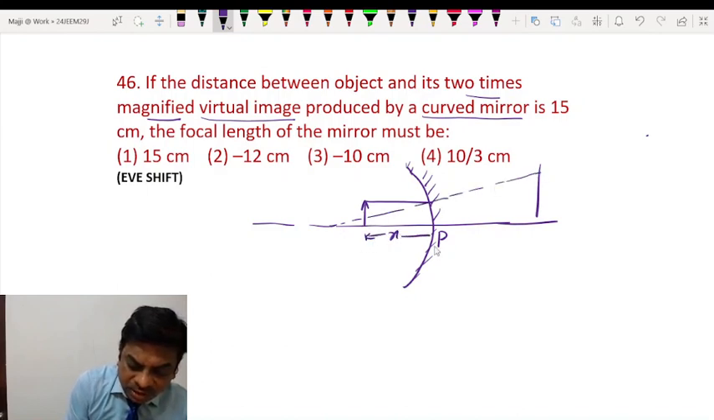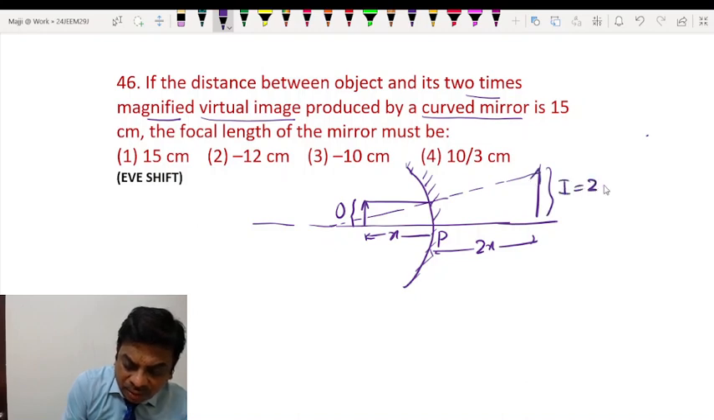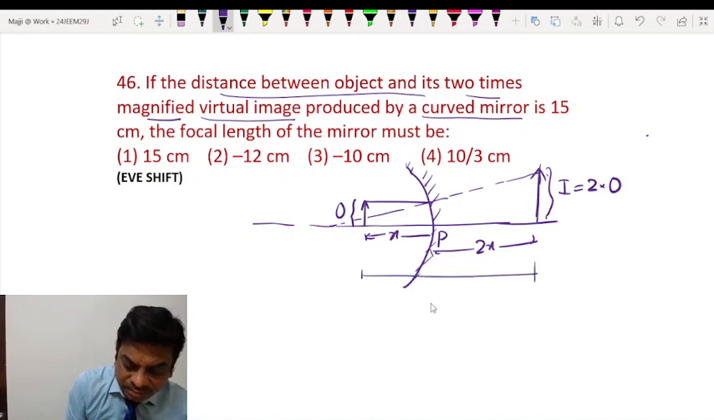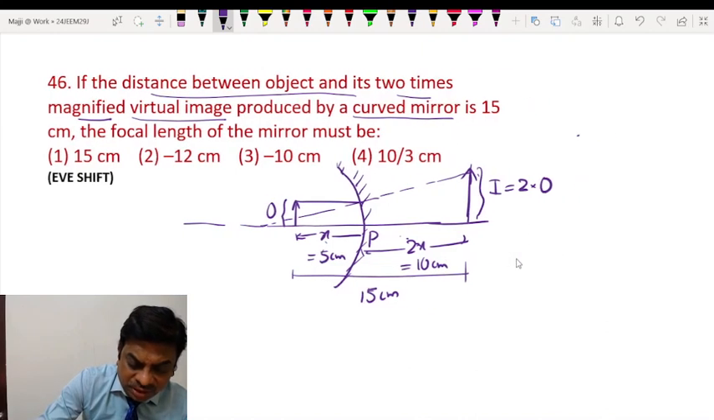If you take object distance as x, image distance will be 2x, because it's clearly given that the size of the image is double that of the object. And also it is given that the distance between the object and its image is 15 cm. So if you divide this in the ratio 1:2, this will be 5 cm, this will be 10 cm. So we got the object distance and image distance.